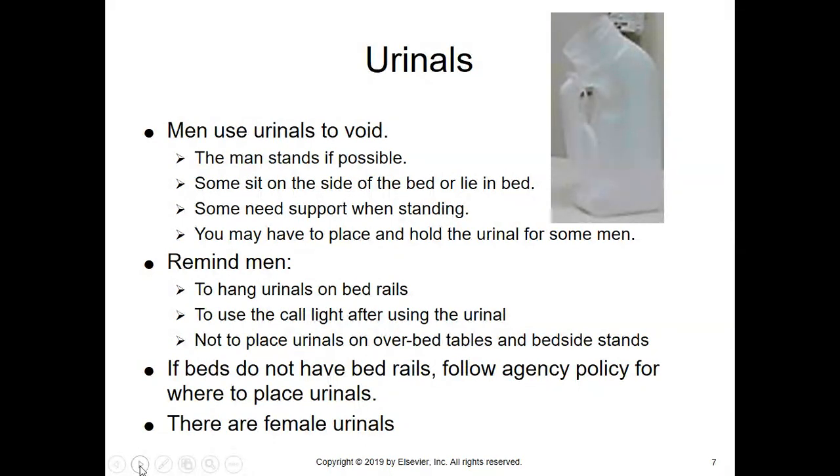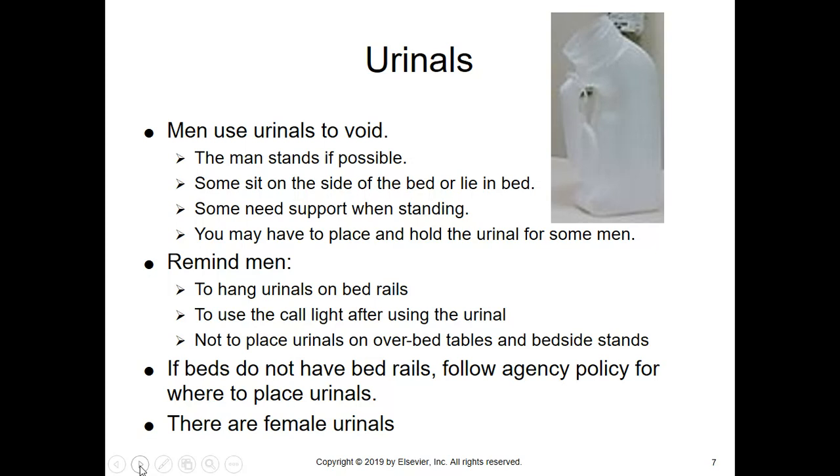Sometimes you might have to place the urinal and hold the urinal for the man, meaning their hands are shaking. Maybe they have Parkinson's disease. Maybe they have dementia. Maybe they're just not strong enough to hold the urinal in place. So you might have to help them put their penis into the opening of the urinal and hold the urinal while they pee. Okay. If they're able to do it on their own, once it's placed, you give them some privacy.